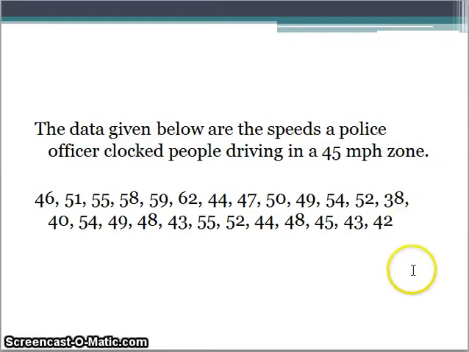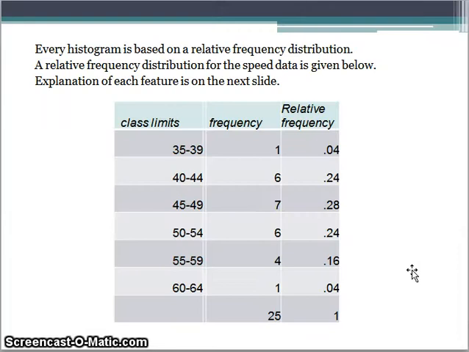Alright, so let's take a look at this example here. Suppose we've got speeds of people driving in a 45 mile per hour zone. And these are the speeds of a data set that the police officer clocked people driving. Okay? So what we first want is the relative frequency distribution. What we're looking for with that is a table that looks like this, where we're going to divide the data up into categories. The categories like 35 to 39, 40 to 44, 45 to 49, etc. We'll talk about how to get that in just a minute.